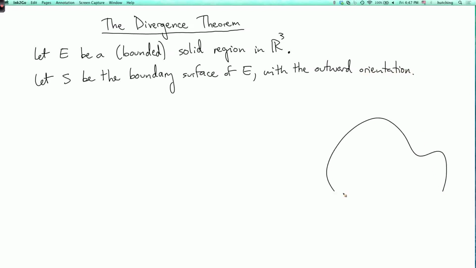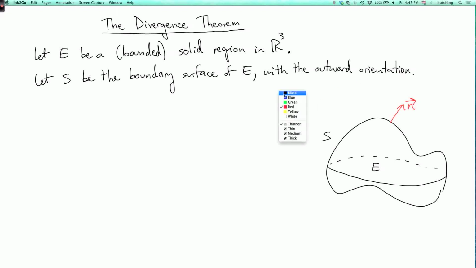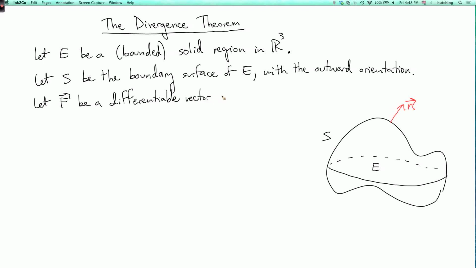So here's our solid region E. Here's the boundary surface S. Then we choose the normal vector that orients S to be the unit normal vector that points out of the region like that. Okay. And let F be a differentiable vector field defined on all of E.